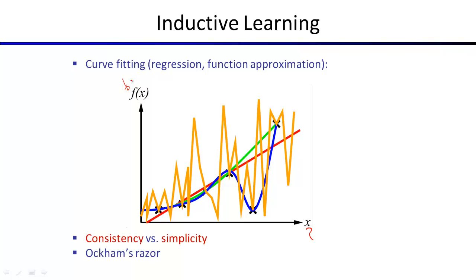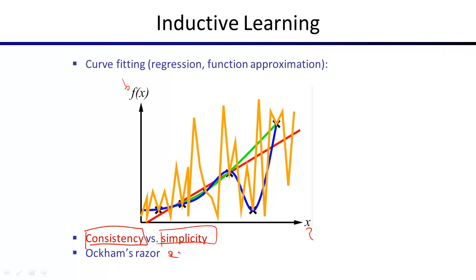All right, so the trade-off here is one between consistency, and consistency refers here to picking a hypothesis as consistent as possible with the training data, and simplicity, which is restricting yourself to a very simple hypothesis. A pretty well-known paradigm here is the Occam's razor idea, and the idea there is that of all hypotheses that are consistent with your training data, pick the simplest one.